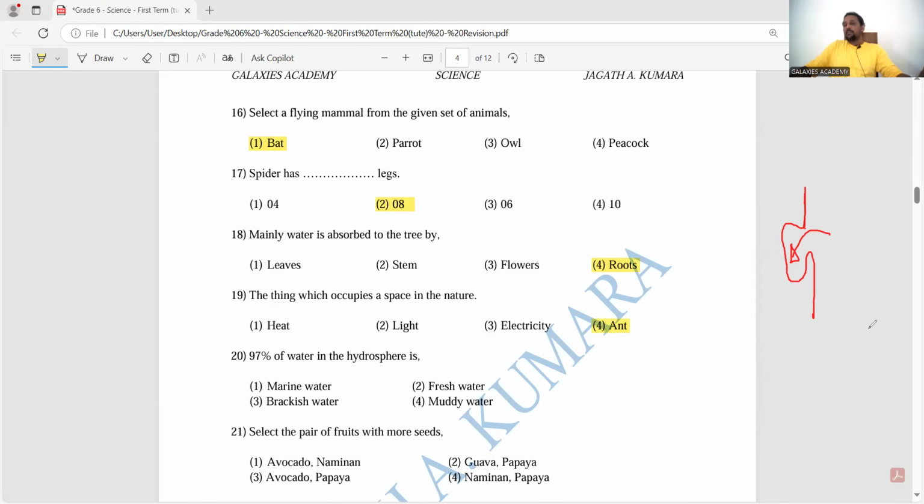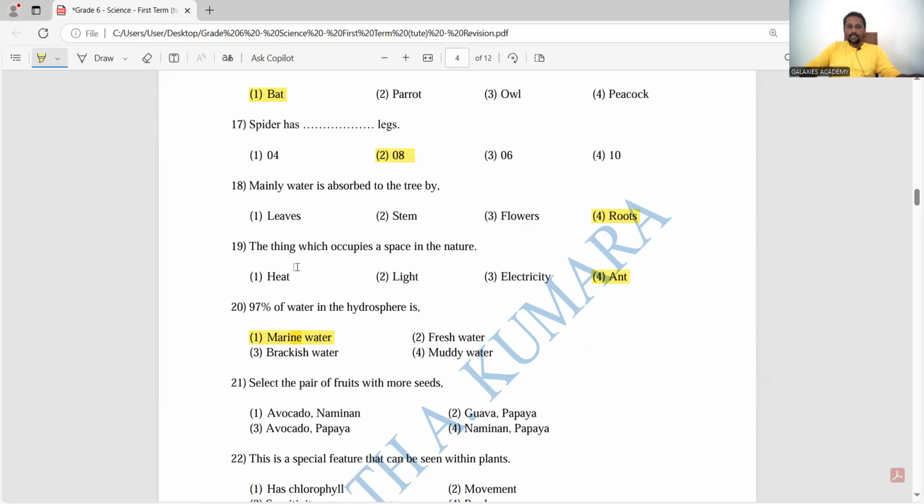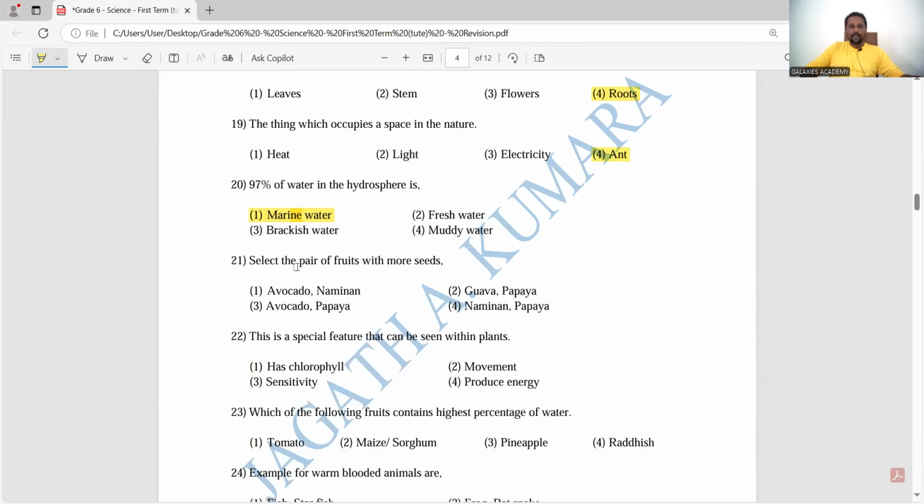Right? In lagoons we can see the brackish water. So which type of water mostly contains the hydrosphere? Marine water. So the 20th question answer is number 1, marine water, right? Marine water. Right. The first 20 questions we have already discussed. Then let's go to our next one.